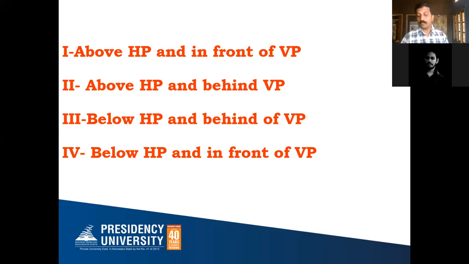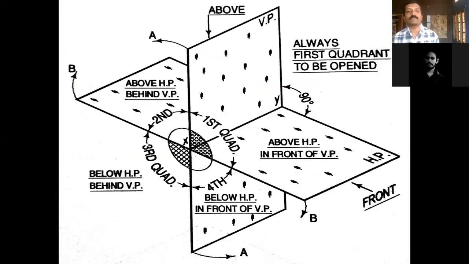This is one example which I have taken. If I bisect your HP and VP, I'll get four quadrants like this. So this is the first quadrant, second quadrant, third quadrant and fourth quadrant. Always the observer stands near the first quadrant only.